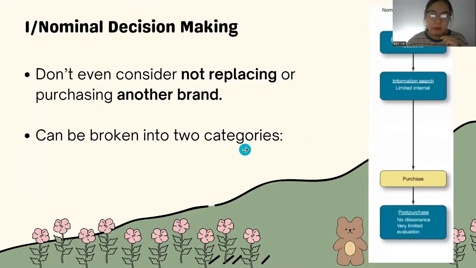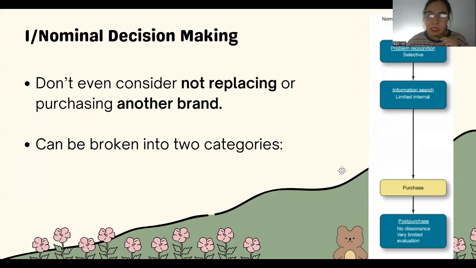The first one is nominal decision making. This involves problem recognition, information search, purchase and post purchase. It usually happens when you buy a favorite brand, something like your habit. The consumer does not really consider alternatives, and just decides to purchase as quickly as possible.